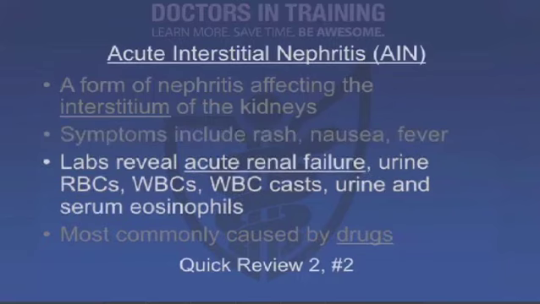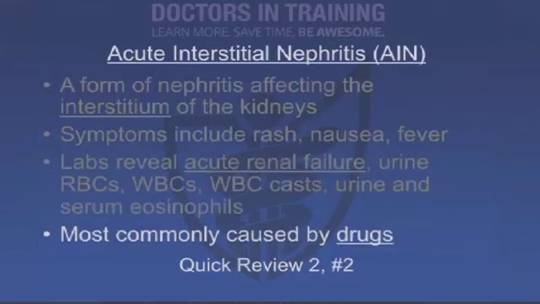But on the labs, you'll see acute renal failure, and that's probably the biggest thing. You start a patient on a medication, and then all of a sudden they've got acute renal failure. But you're also going to see things in their urine as well. So you can often see urine RBCs, WBCs, WBC casts. So you get these white blood cell casts in there. You can even get urine eosinophils, and you can even get serum eosinophil elevation, so eosinophilia. And the most common cause is drugs.